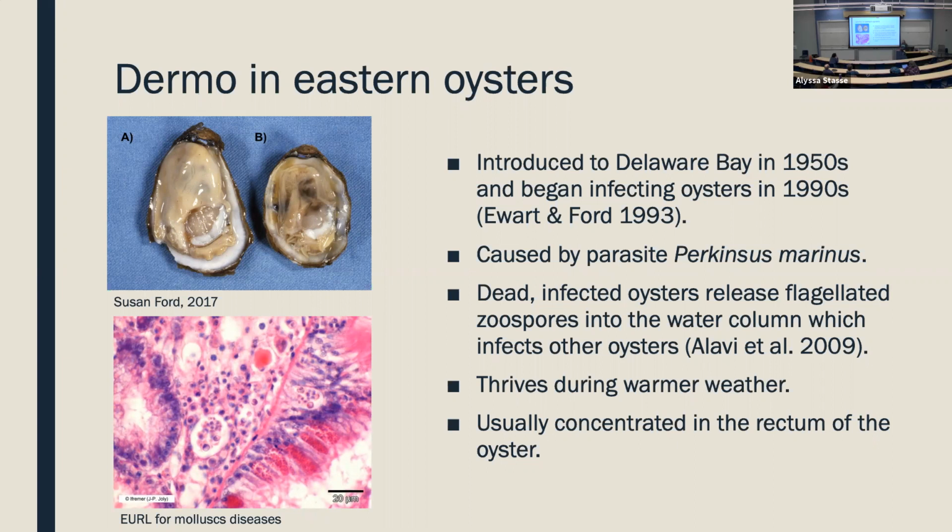So contrary to MSX, dermo's method of transmission is very well known. Dead infected oysters release the zoospores into the water column, and then those are able to infect other oysters. This is mostly concentrated in the rectum of the oysters. So when you are doing the histology for this, you would extract the rectum, put it in a medium to grow and incubate, and then you would look at the cells under a microscope and count the number of cells. So that's what you can see over there. There are a bunch of those purple cells, and those are the P. marinus cells in an oyster.